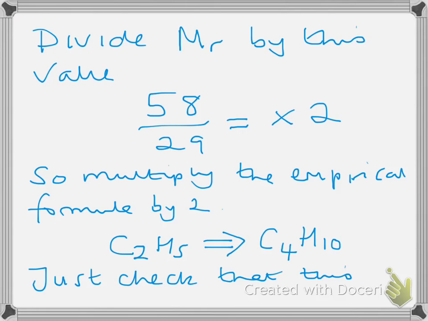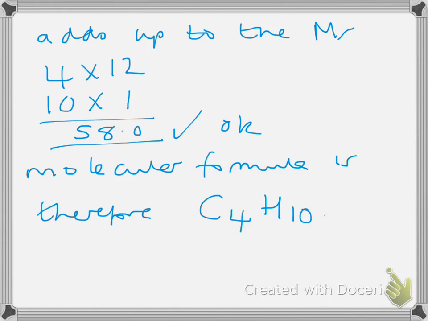So C2H5 becomes C4H10. What I suggest you do then is just check that this molecular formula adds up to the MR. So a quick check, 4 times 12 plus 10 times 1 does equal 58. So okay, the molecular formula is therefore C4H10.